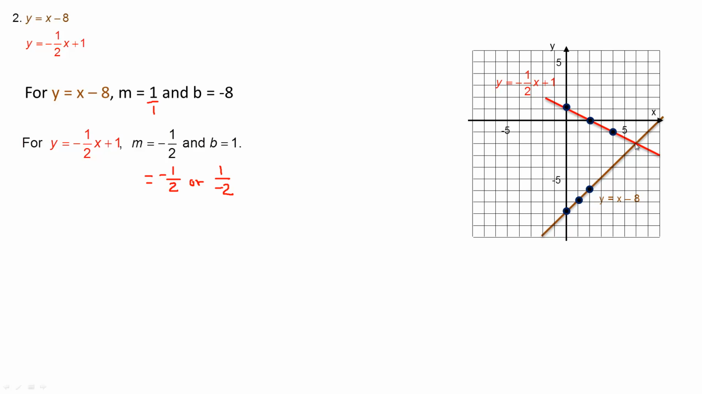And the point they share is this point right here. That would be the point 6, negative 2. That's their intersection point, or again, you could say x equals 6, y equals negative 2.